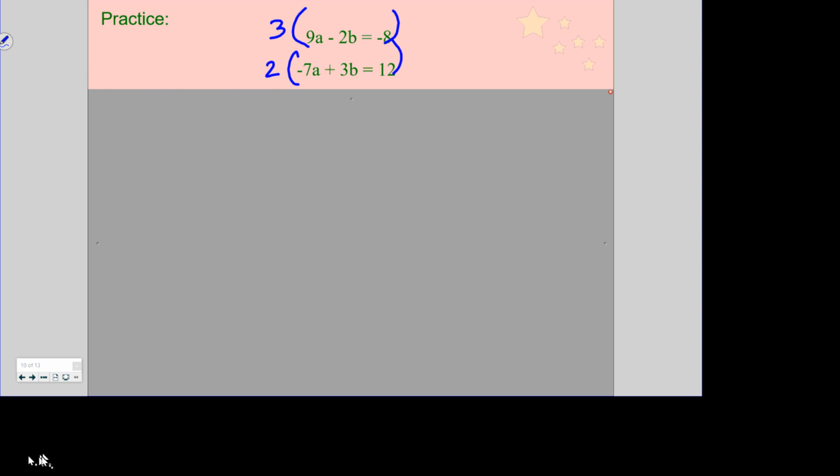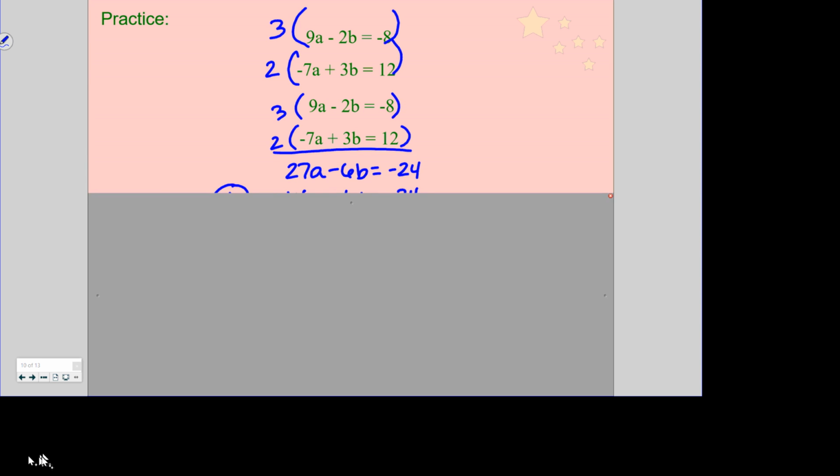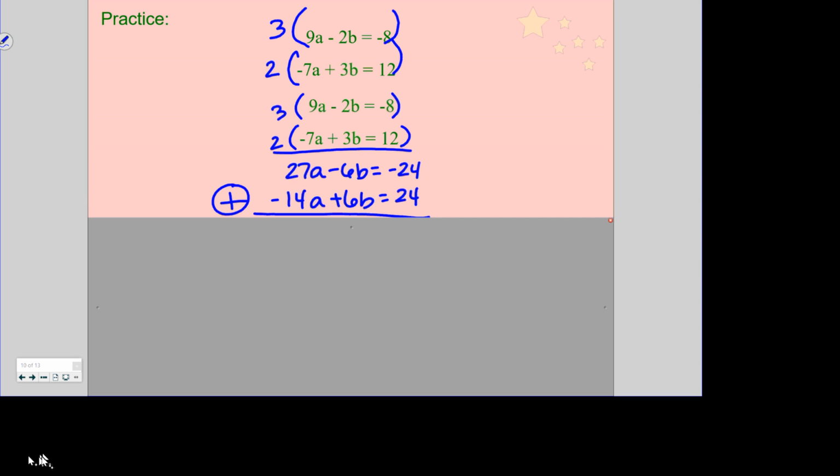As long as you multiply every term in the equation through by that number you're using, you're maintaining the equality, and this is perfectly fine to do. So there it is written again. So from there, multiplying through to each one, your new equations that you're using would look like 27a minus 6b equals negative 24, and negative 14a plus 6b equals positive 24.